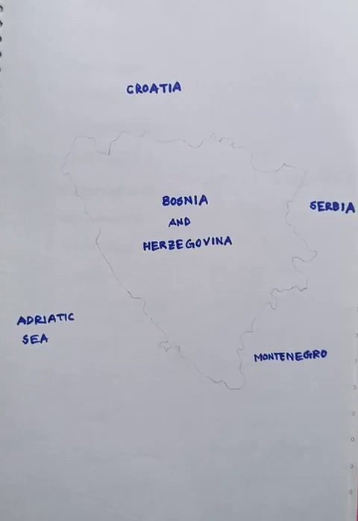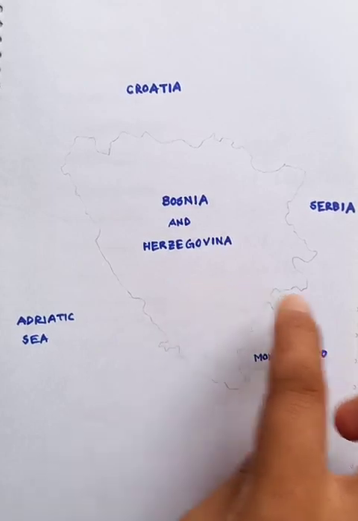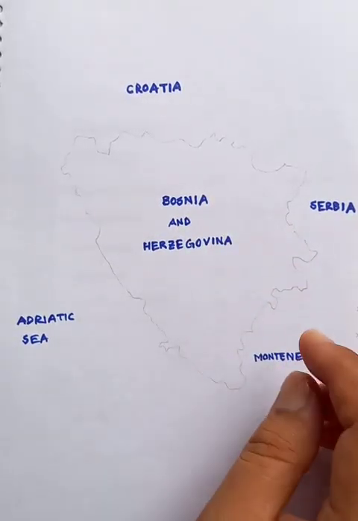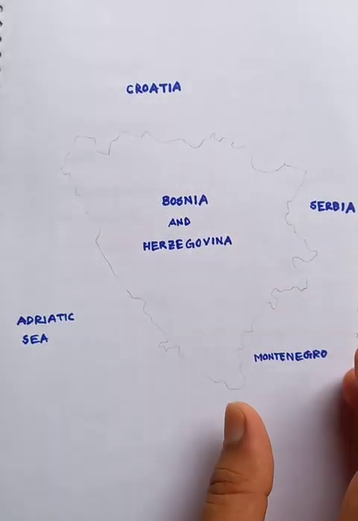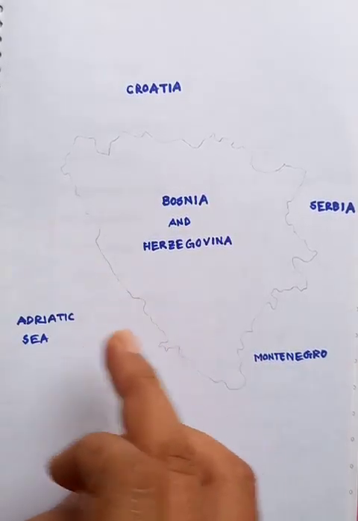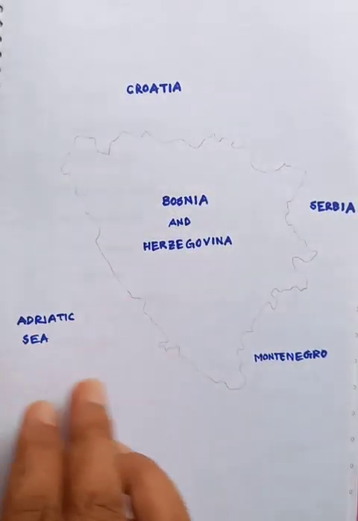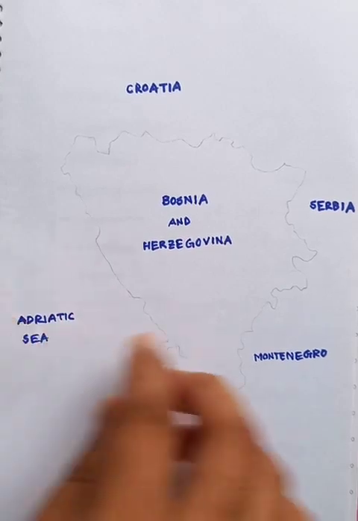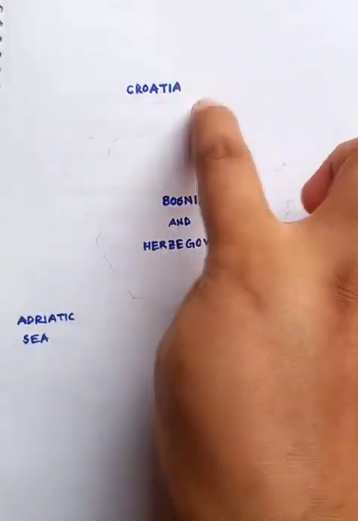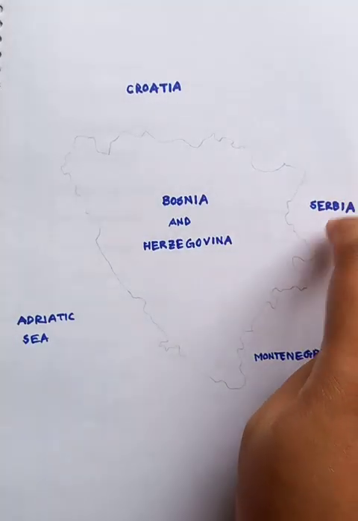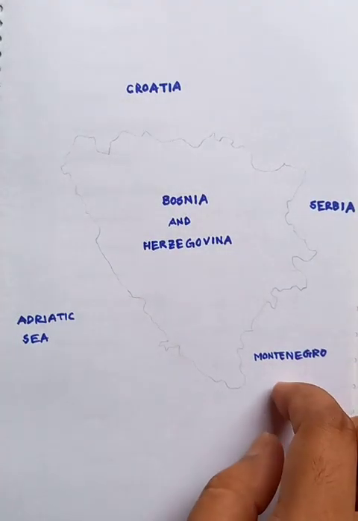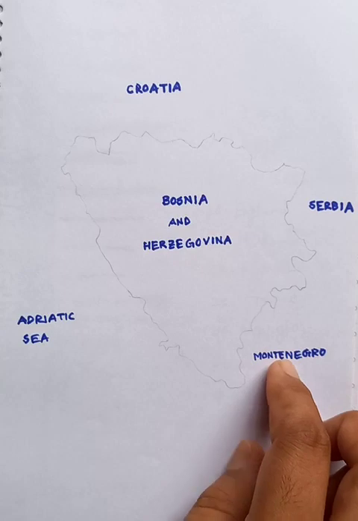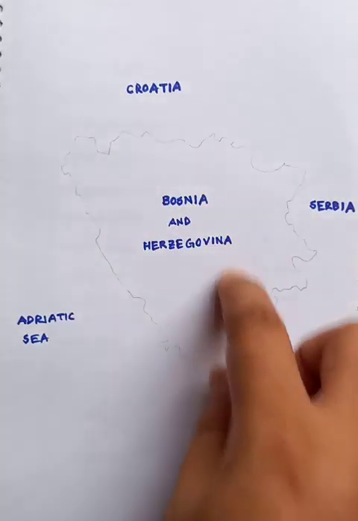Today we're going to draw the map of Bosnia and Herzegovina. You can see the names written here in the middle of the page, and you can see the neighboring countries. On the north and on the west side, you can see the Adriatic Sea, so it's the water. On the north, you can see Croatia, and Serbia here on the eastern side, and Montenegro is almost in the south corners. Okay, so the map is here.